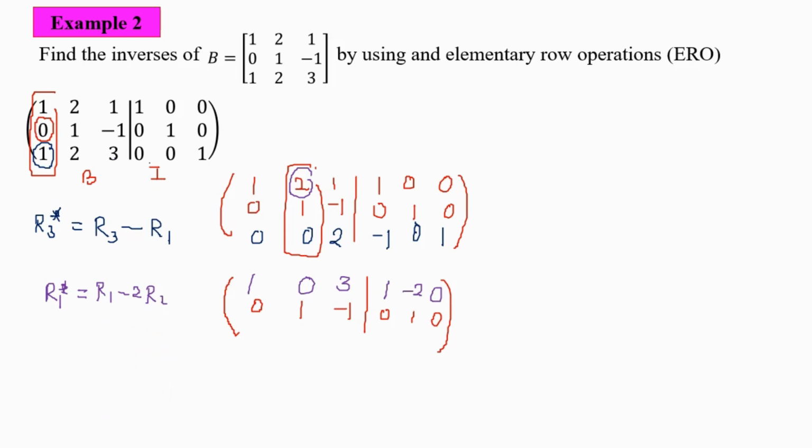Okay, we look at the third element. Luckily this one is already 0, which means we don't need to do anything. So we just copy it exactly as it is. We just copy down.